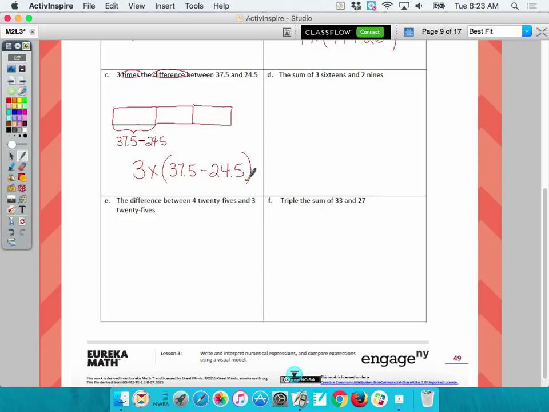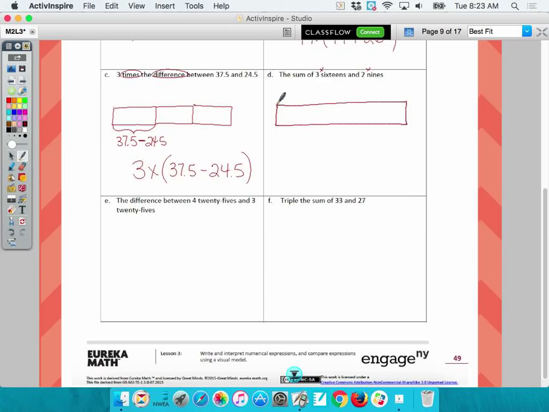Okay, D is pretty interesting. It says the sum of 3 16s and 2 9s. Now, do you remember yesterday when we had a number and then a number word right next to each other? What did we do? We multiplied. So it was almost like it was 3 groups of 16 and 2 groups of 9. Okay, so what will I draw here? A long tape diagram probably, right?